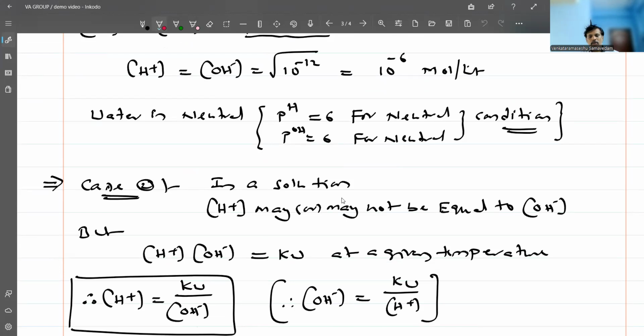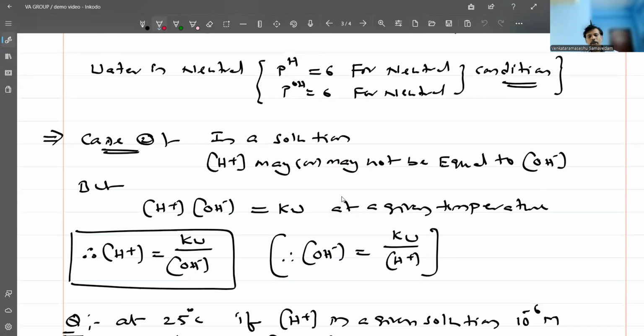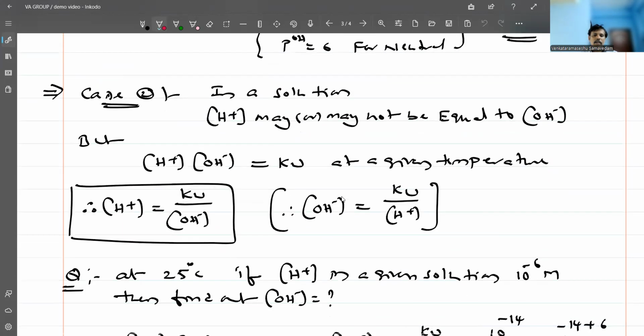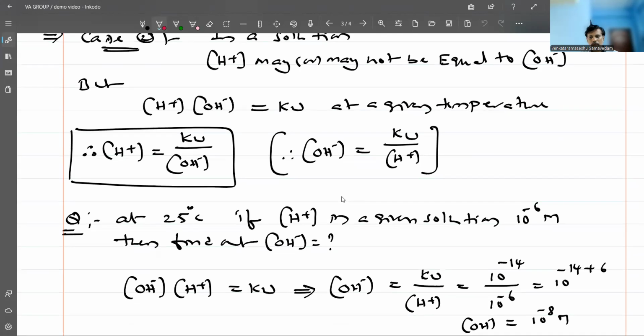We have to use Kw by H plus ions concentration to find out OH minus ions concentration. Based on that, I gave one question to you. Here, that is a question. So I got OH minus ions concentration 10 to the power of minus 8, and H plus ions concentration is given as 10 to the power minus 6.